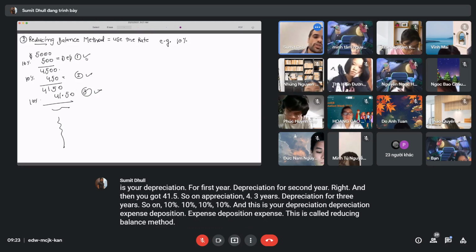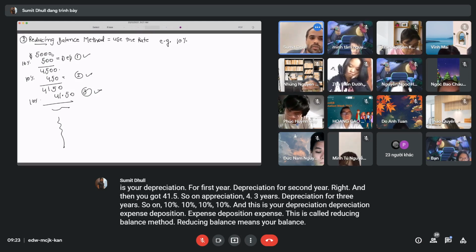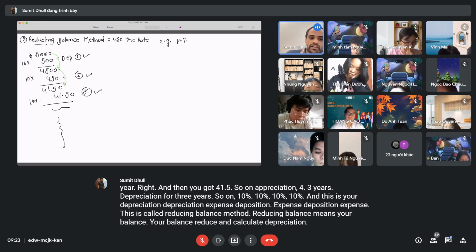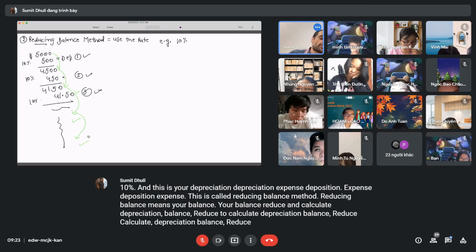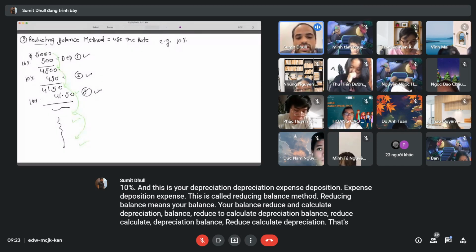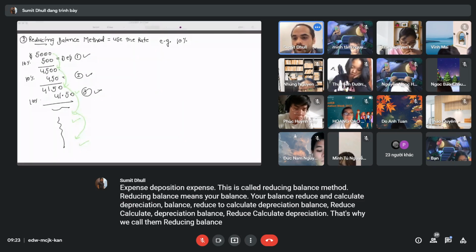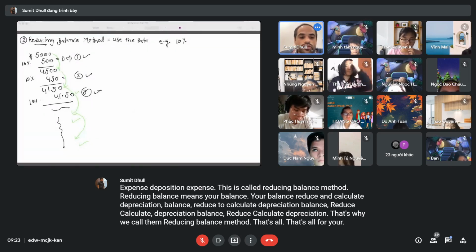Reducing balance means your balance reduces and you calculate depreciation. Balance reduces, you calculate depreciation. Balance reduces, calculate depreciation. That's why we call it the reducing balance method. That's all for your depreciation.